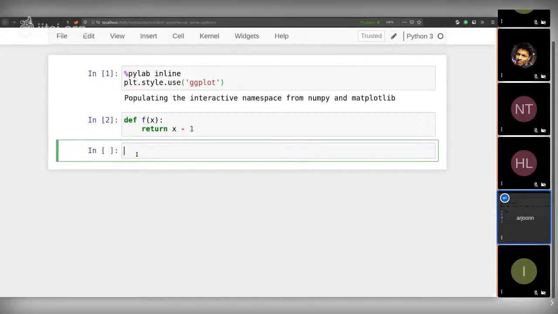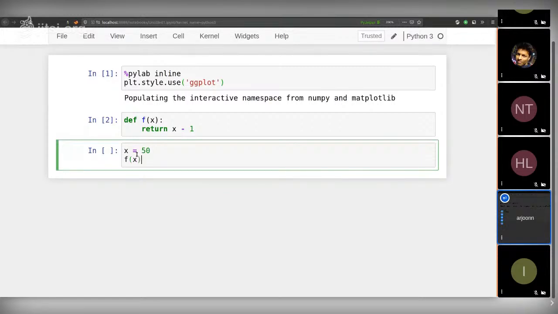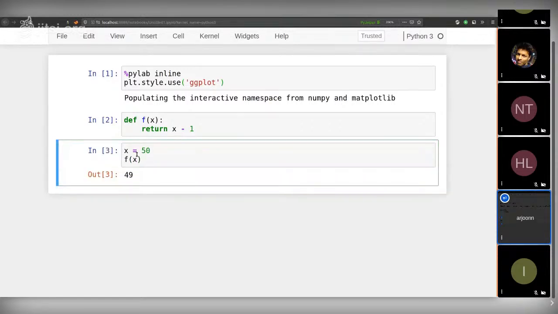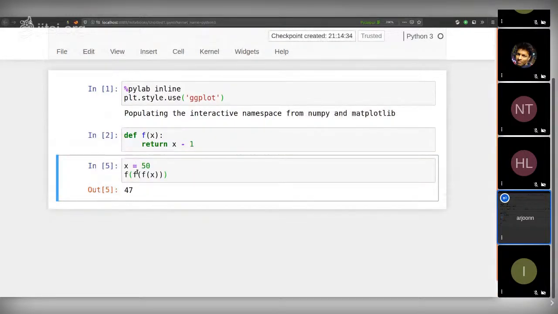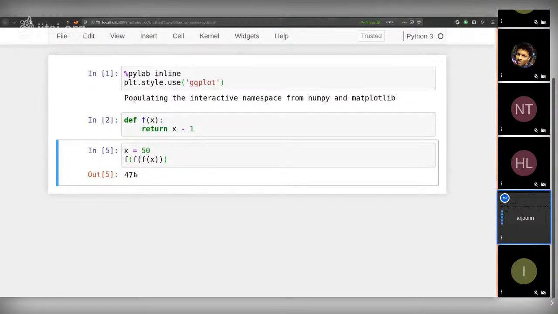So let's say we start with x equals 50, right? And we do f of x, and as expected, we get 49. What happens if you apply this function again and again in this fashion? You keep on chaining these things one after the other. As expected, you start seeing lower and lower values from these outputs.